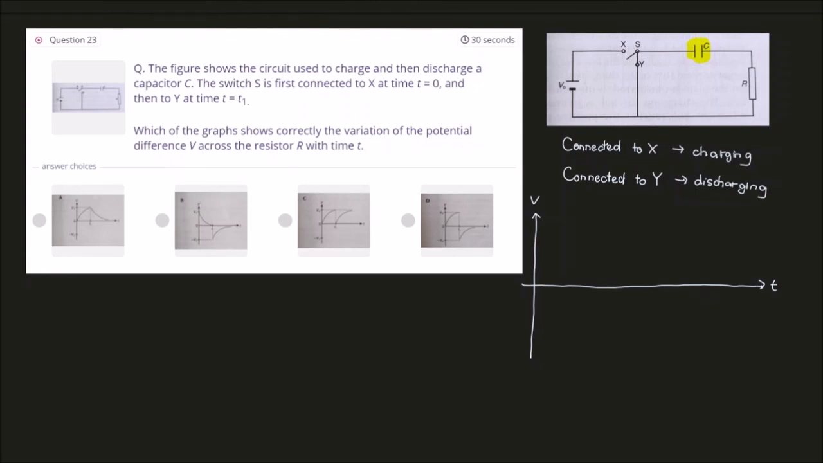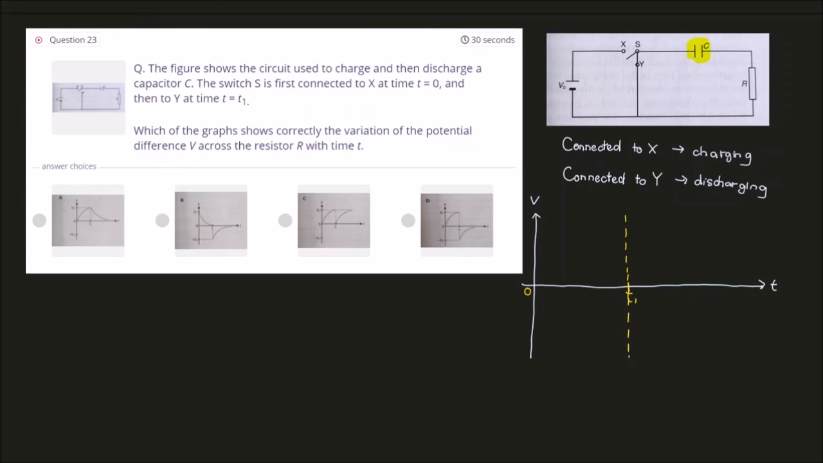Okay, so we know that when it's connected to X, it's from time t = 0 to t = T1. Once it reaches t = T1, then it will change to Y and it will become a discharging process. So I believe for the time, we should probably split it into two phases. The first phase is from t = 0 to t = T1. Then the next phase will be t = T1 until, they didn't mention until when. Okay, so the first section here should be a charging circuit.